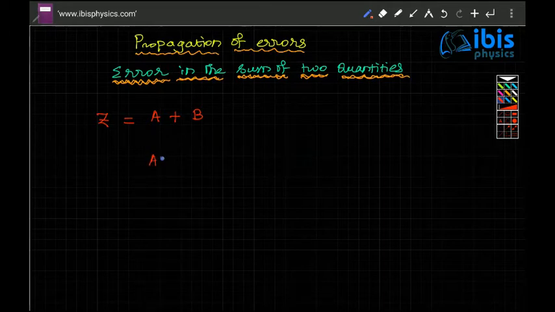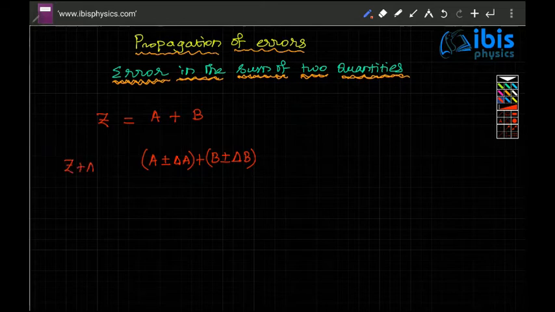A is always A plus or minus some error. We call it delta A. And B is not always B. B is actually B plus or minus some error in B. We call it delta B. When you add A with some error and B with some error, Z will not be simply Z. The sum will also have some error. Let us call it plus or minus delta Z.